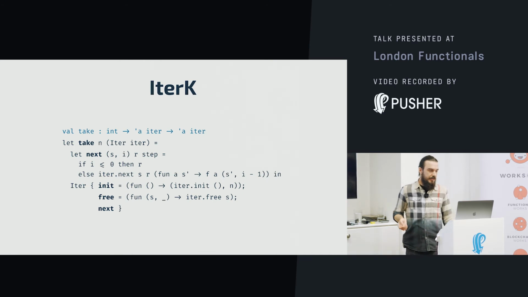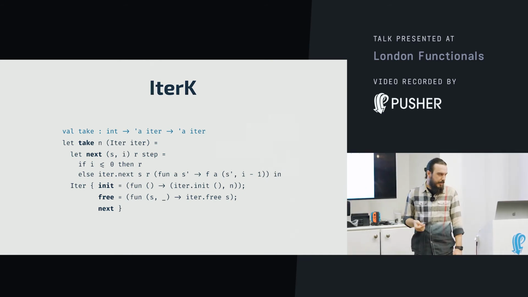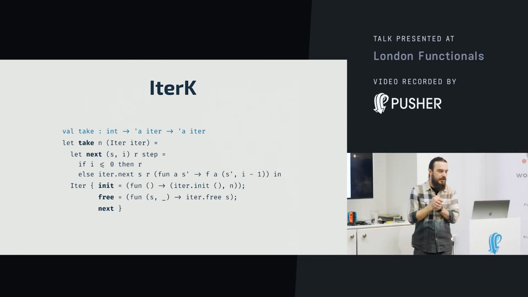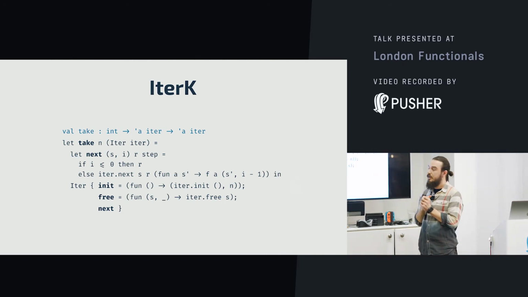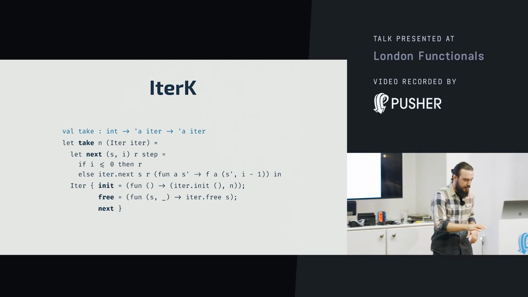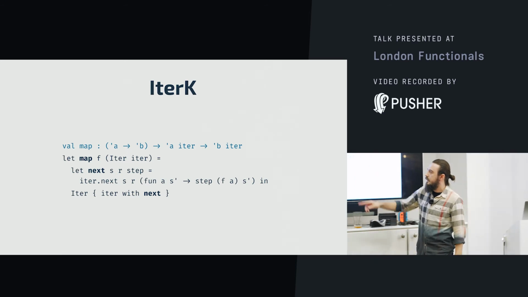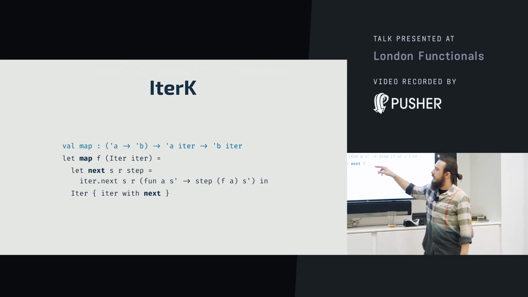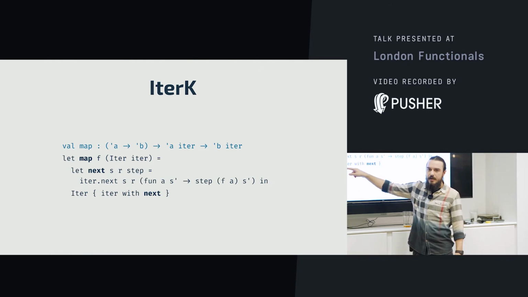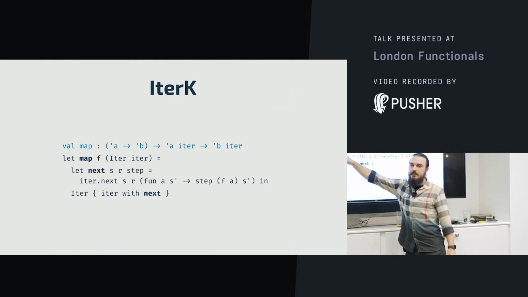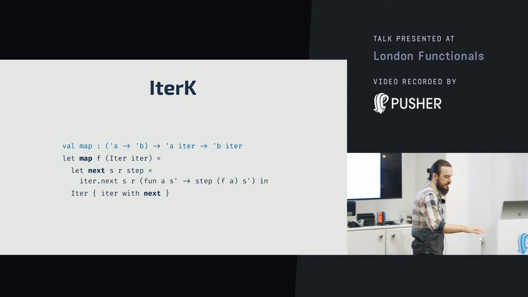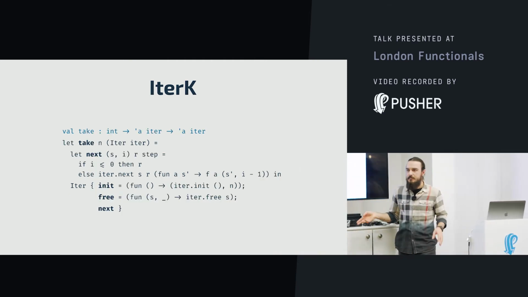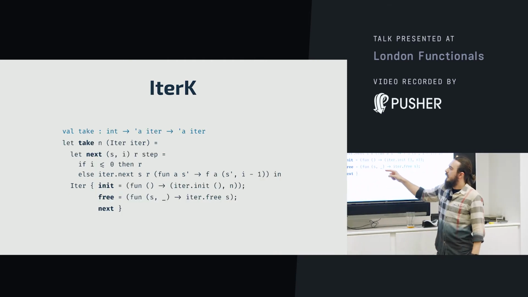This is take. Take needs to make some changes to the state. So not sure if you noticed, but in this case, I'm saying iter with next. So this in OCaml means take all the fields from iter record and replace next with next, this next. While in this case, I'm replacing all of them because I need to make changes, as I said.